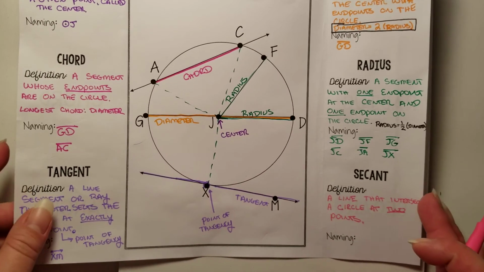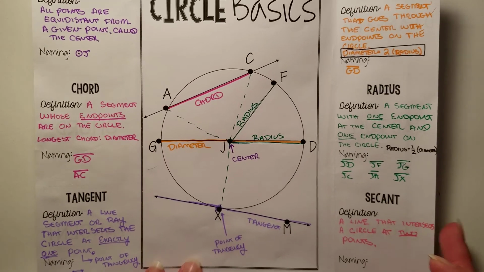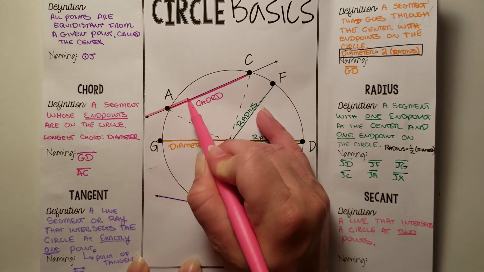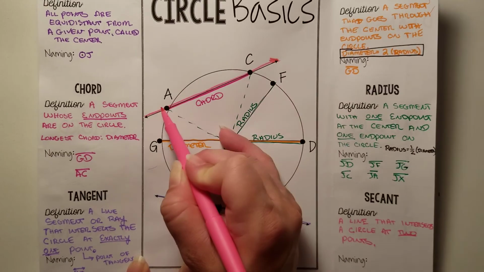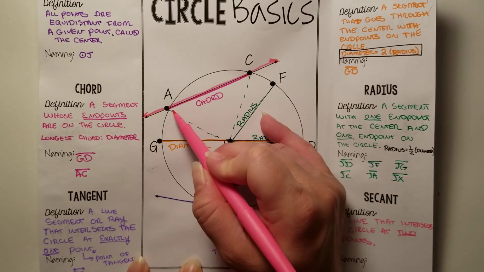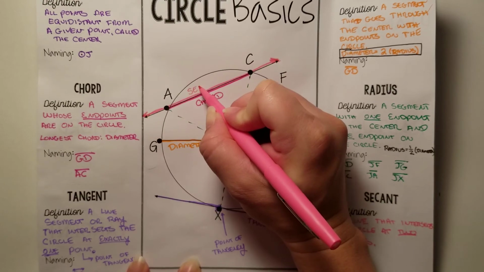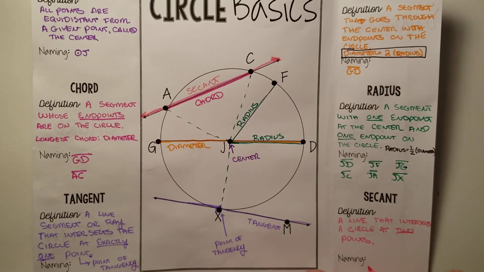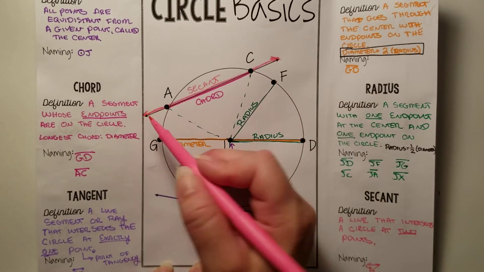So this is going to seem a little bit different, but the secant is something that's going through the circle, but continues on in each direction. So AC, while it's a chord, the chord is just A to C as a segment, but the secant is the one that's going through the circle. And so the secant is line AC, but again, it's going past the endpoints on the circle.